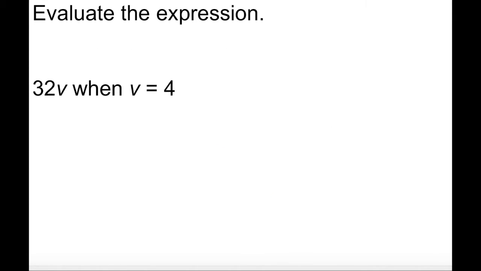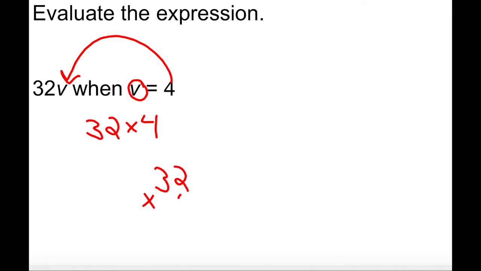Evaluate the expression. 32V when V equals 4. When you see these types of problems on the test, there's a variable, V. You just take the 4 and insert it into the equation or the expression. So what this really means is 32 times 4. You may solve 32 times 4 in any way that you know how. I'm going to make an algorithm out of it and do 4 times 2 is 8, and 4 times 3 is 12 for a total of 128. So for these problems, 1 point, substitute the number for where the variable is.